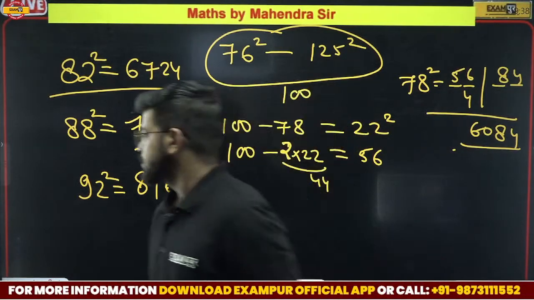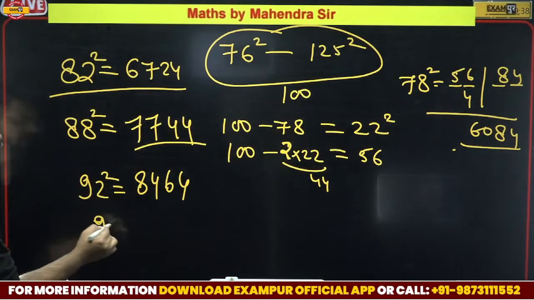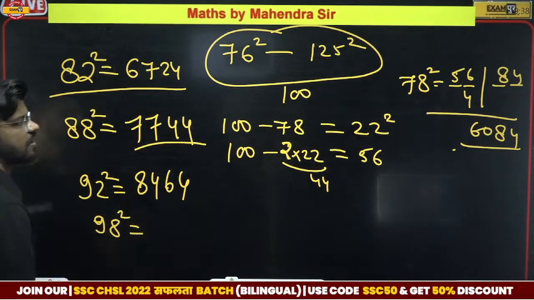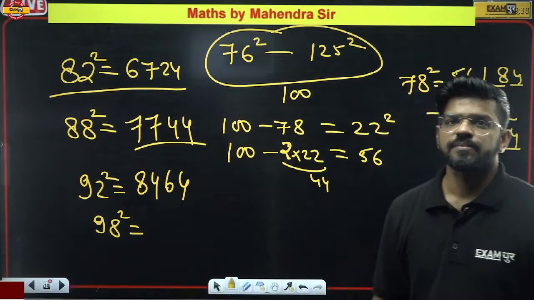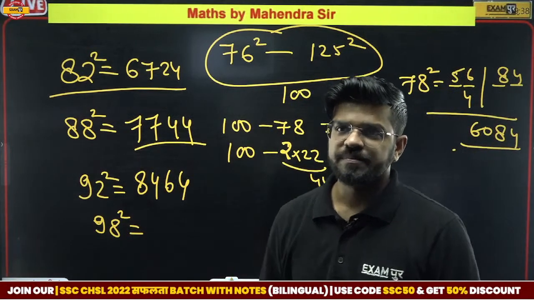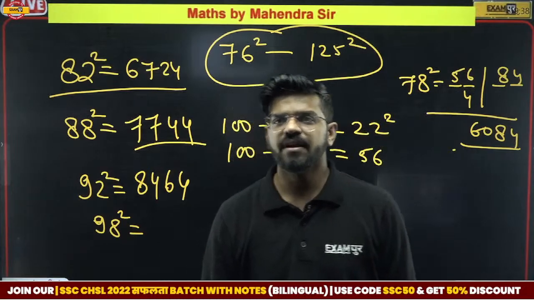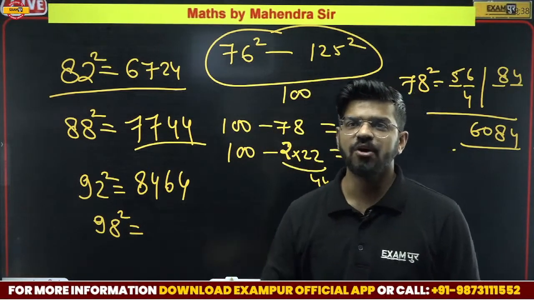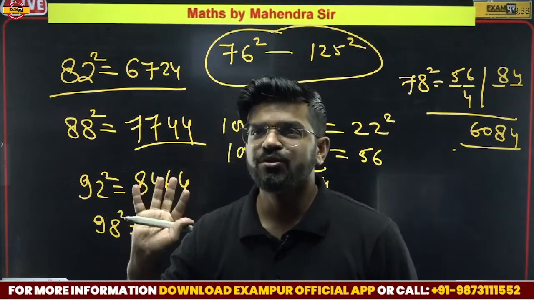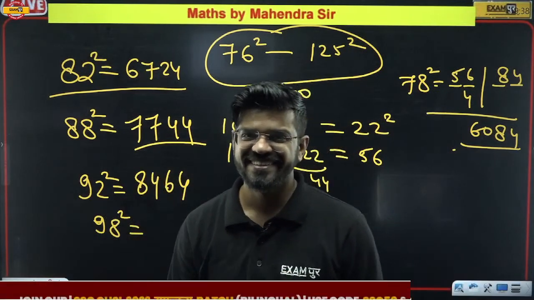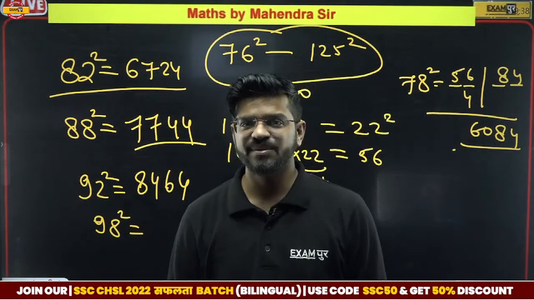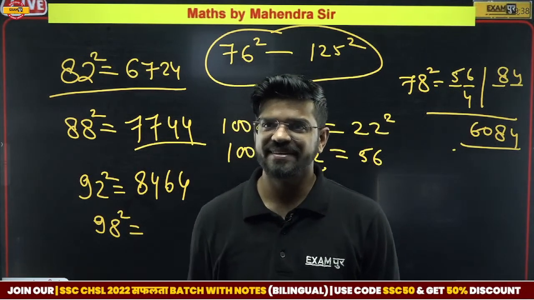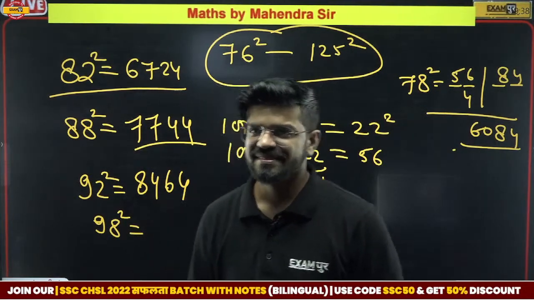Okay. Finally tell me 98 square. Everyone, in your mind, without pen and paper. You are too fast, sir. So it's just a matter of practice, okay? Nothing else.